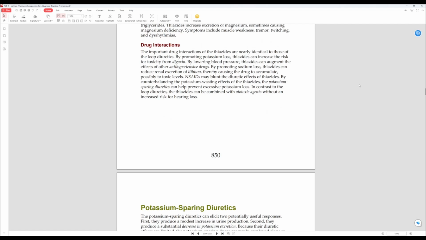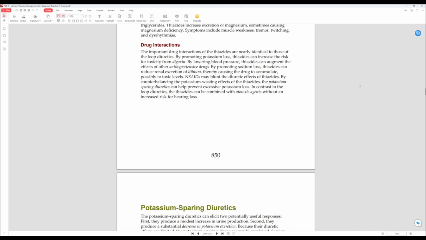Your drug interactions. The most important drug interactions of thiazides are identical to those of a loop diuretic. By promoting potassium loss, thiazides can increase the risk of toxicity from digoxin. By lowering your blood pressure, thiazides can augment the effects of other antihypertensive drugs. By promoting sodium loss, thiazides can reduce renal excretion of lithium and can cause the drug to accumulate to, again, possible toxic levels. Again, NSAIDs may blunt the effects of diuretics, including that of thiazides.